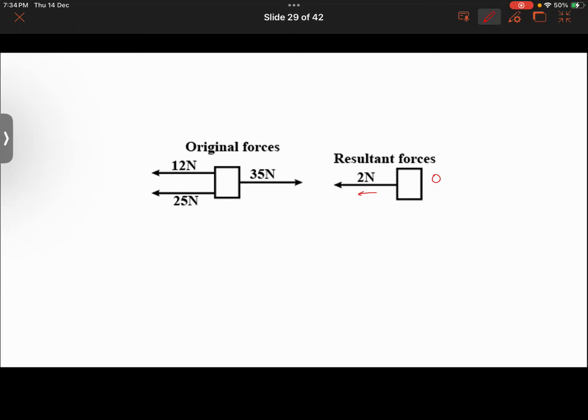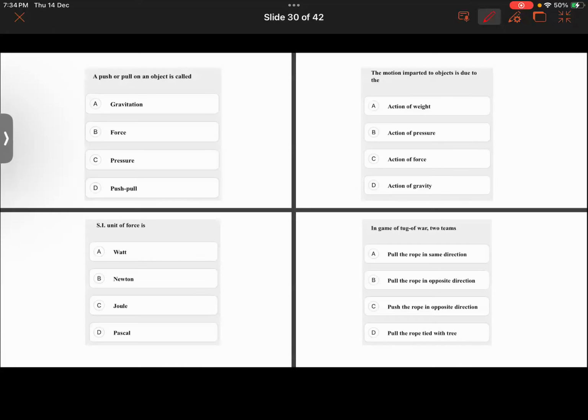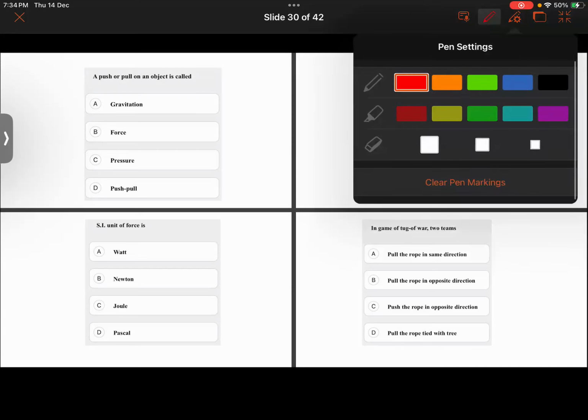Also, I did tell you about the magnitude of gravity. What is the magnitude of Earth's gravity? Sir, I forgot. It's 6 point something. No, it's 9.8 meter per second square. That is the magnitude of Earth's gravity. Okay, try to remember that. Okay, let's again revise these questions.